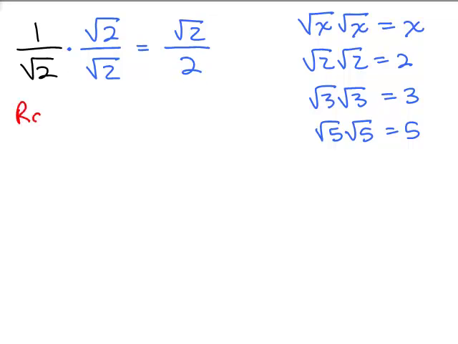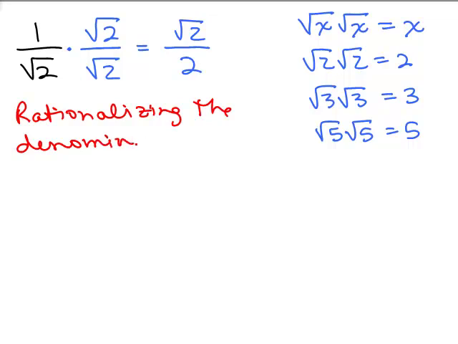This is called rationalizing the denominator. So remember, a rational number does not have any square roots. It's a whole number, 5, it could be written as a fraction, etc. So 2 is a rational number. The idea is you're making a rational number in the denominator. Now, why is square root of 2 over 2 easier to compute?